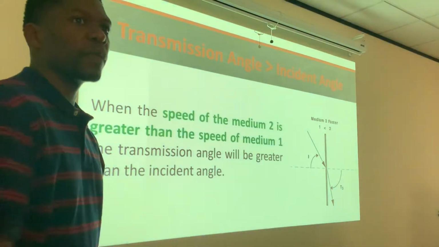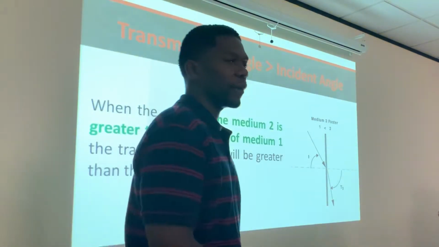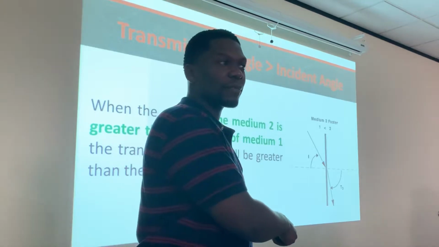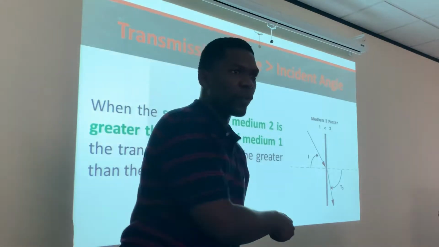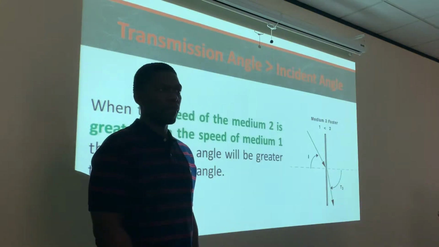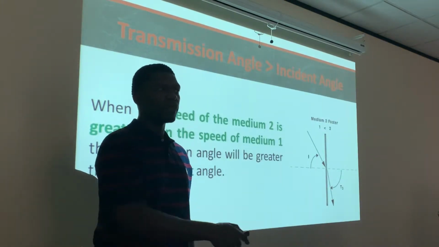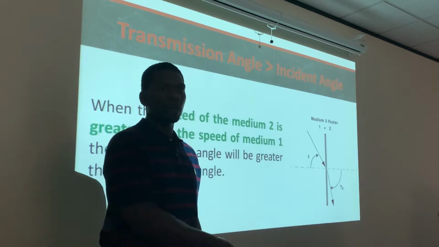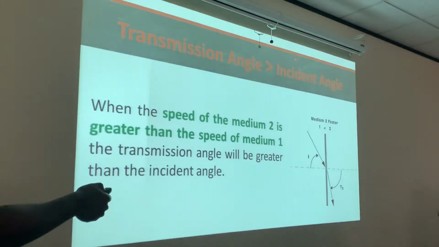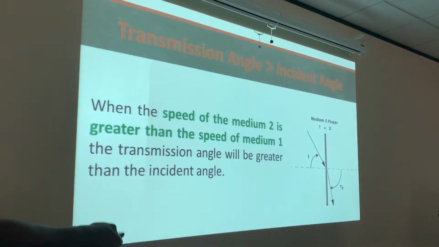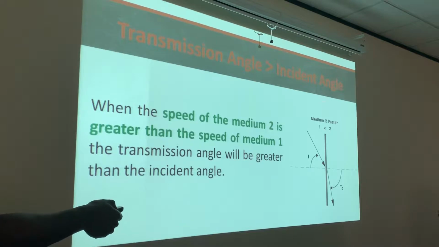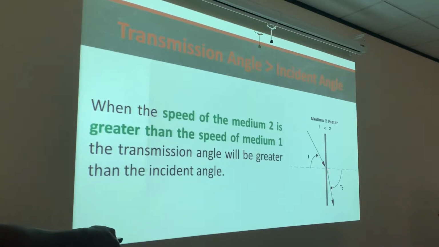Okay? I know how the book explains that. Guys, listen to me. The easiest way to remember this is, whichever medium has the faster speed will have the greater angle. Okay? Whichever medium has the fastest speed will have the greater angle. So, our transmission angle is greater than our incident angle. That means our transmission medium 2 is greater than our incident medium 1. So this angle is going to be greater.